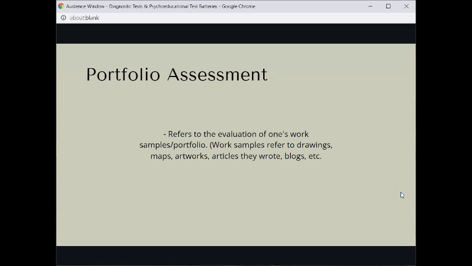Portfolio assessment. It refers to the evaluation of one's work samples or portfolio. Work samples refers to drawings, maps, artworks, articles they wrote, blogs, etc. Compared to performance assessment, portfolio assessment is the evaluation of a compilation of performance tasks. Sa performance assessment, individually ini-evaluate yung work mo. Sa portfolio assessment, i-evaluate yung compilation ng works mo. Basically, yun yung in other words.